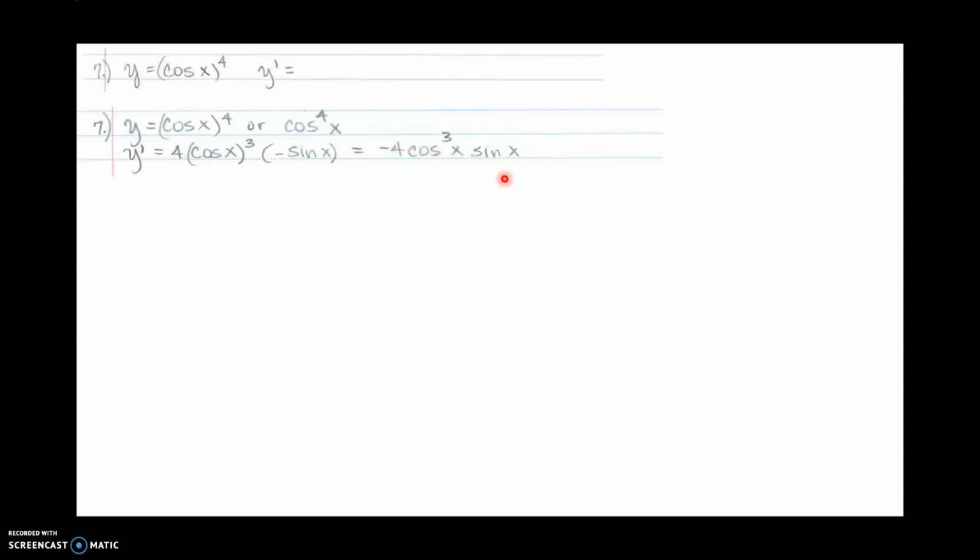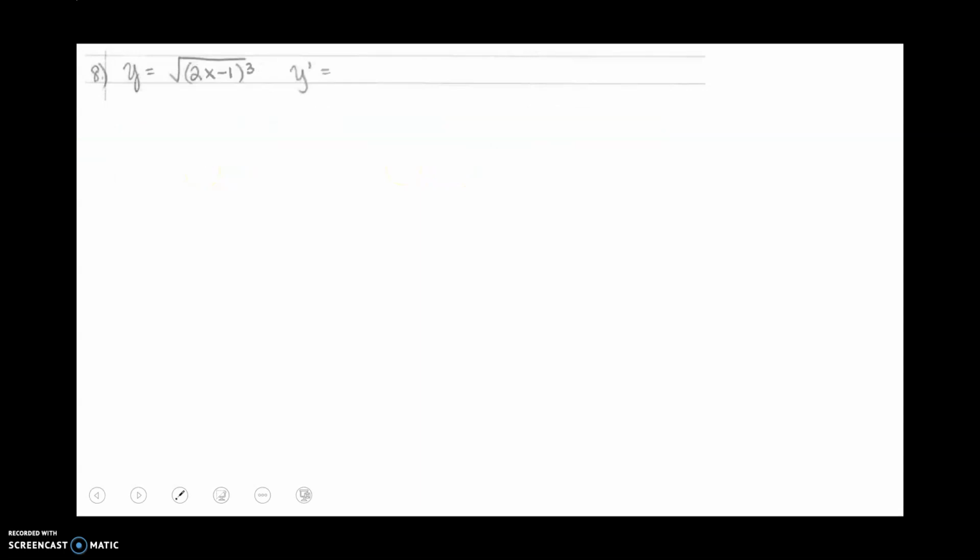Now, you can write cosine x to the 4th like this or like this. So the same thing, you could write your cosine x cubed like this or like this. Either one would be perfectly fine.